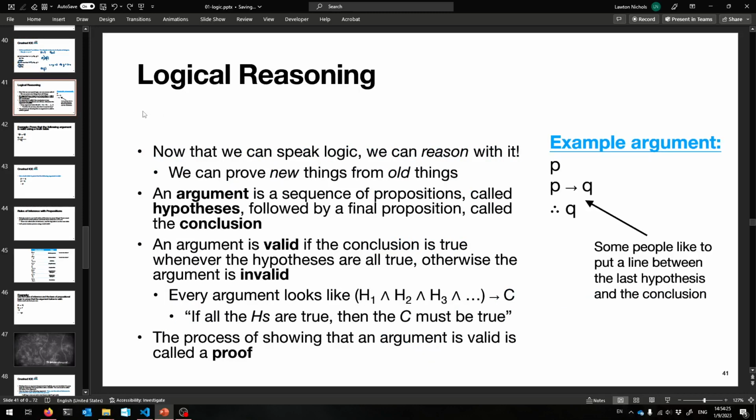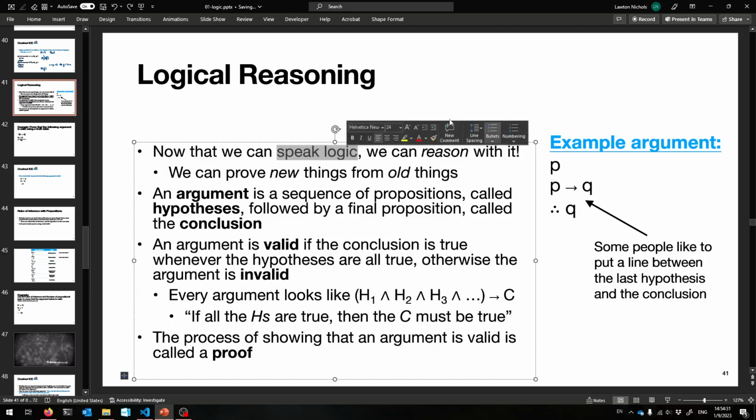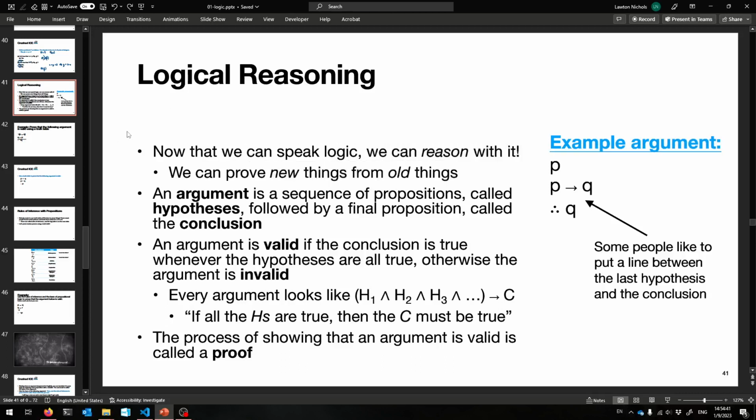Okay, moving on to logical reasoning now. So now that we can talk about predicates and we can speak logic, we should be able to reason with it and prove new things from old things. That's good to have, right? So let's talk about how we can get at that idea of proving things. Usually when you're trying to prove something, you're arguing that something's true, so the name for that is an argument. An argument is a sequence of propositions called hypotheses. You have all these hypotheses that you're assuming to be true, and then your argument is followed by some last proposition called the conclusion that you are claiming to be true from those hypotheses.